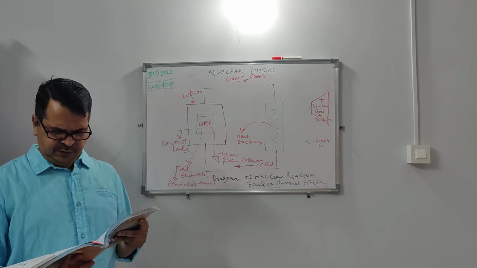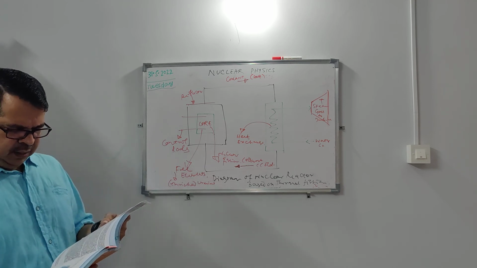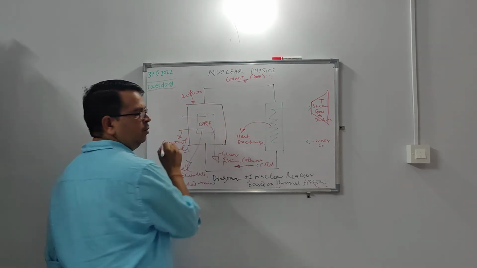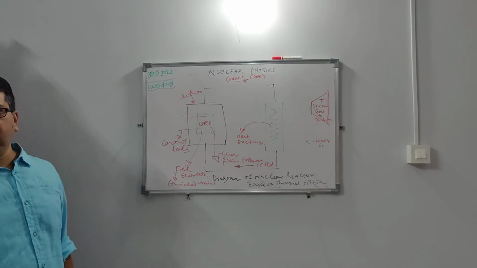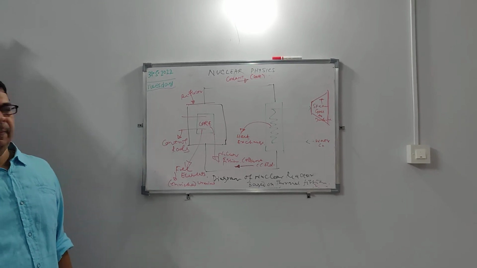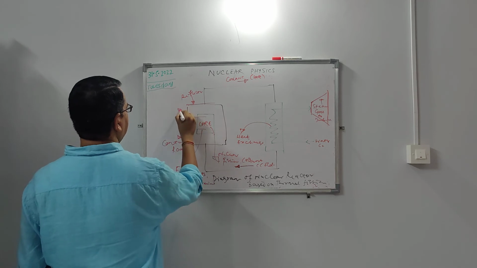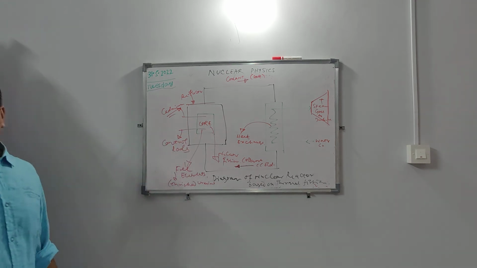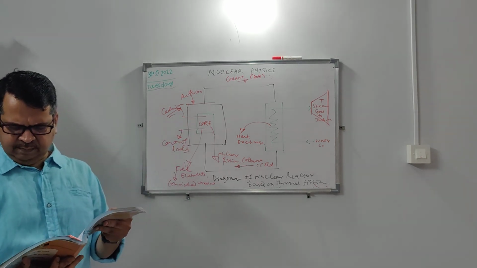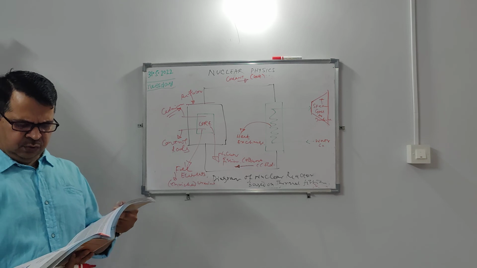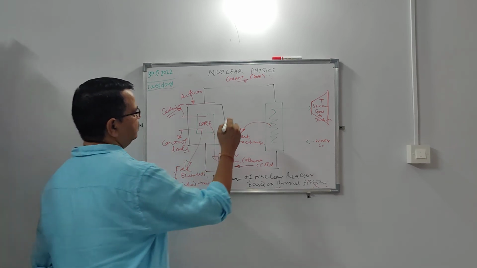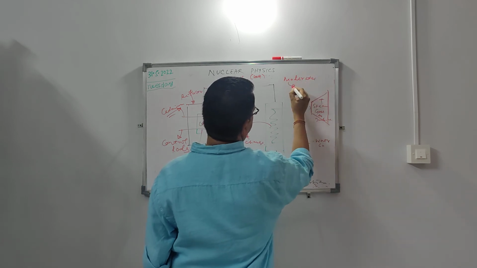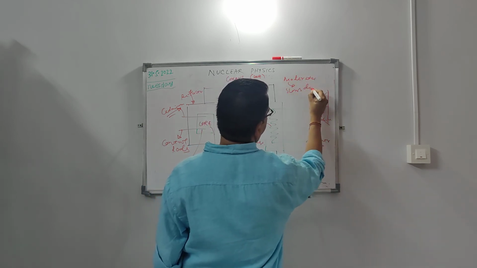The core contains a moderator to slow down the neutrons. What is the function of the moderator? This core will have some moderator also, not only control rods. Some heavy water or something. Normally these control rods are made of cadmium, and the moderator slows down the neutrons.